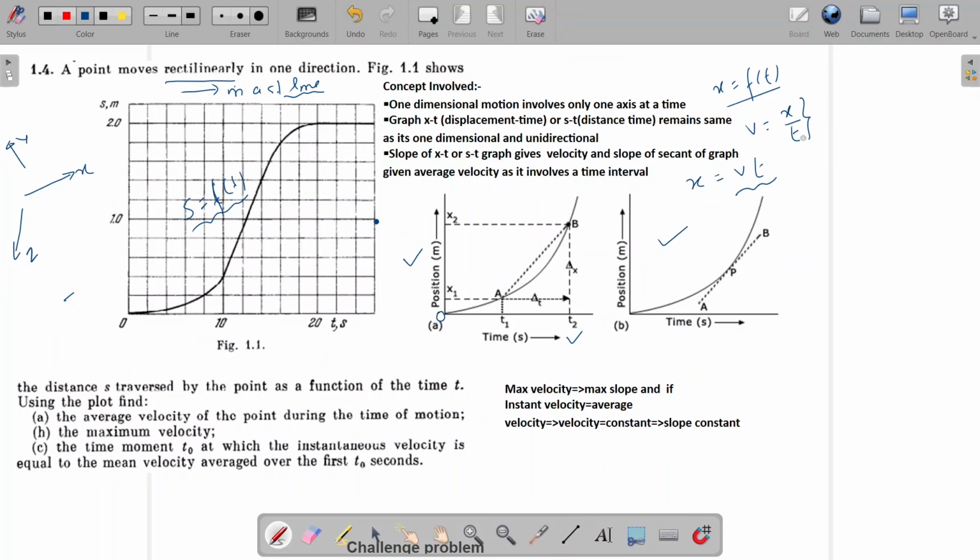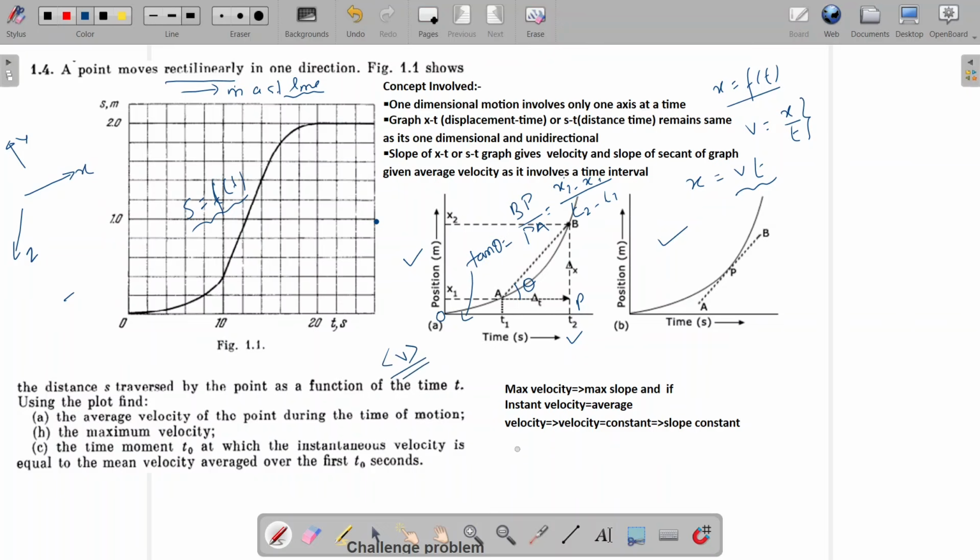If I try to find the slope of this particular graph, tan theta, then tan theta can be written as BP by PA, supposing this is P. BP is nothing but the difference in position, x2 minus x1, and PA is the difference in time. So tan theta is the slope of the secant of this graph, and the slope of the secant of the xt graph gives you the average velocity, or the mean velocity.